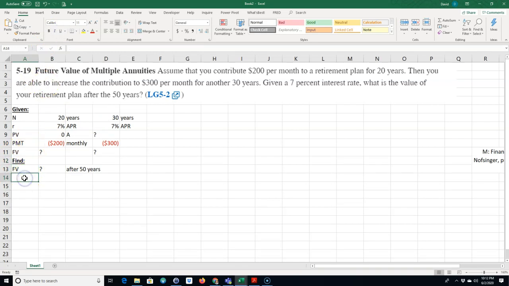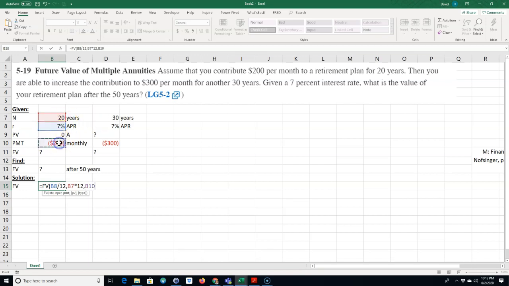So I'm going to do my solution, which might seem a little bit harder, but it's really not that hard. First, we're going to find this future value here. The future value after 20 years is equal to the formula FV. And it's asking in bold for the rate. The rate is 7%. Now we got to be careful here because this is a monthly payment, so it's not $300 a year or $200 a year. It's $200 a month. So I have to take the yearly rate divided by 12. The number of periods is 20 years times 12 months in a year.